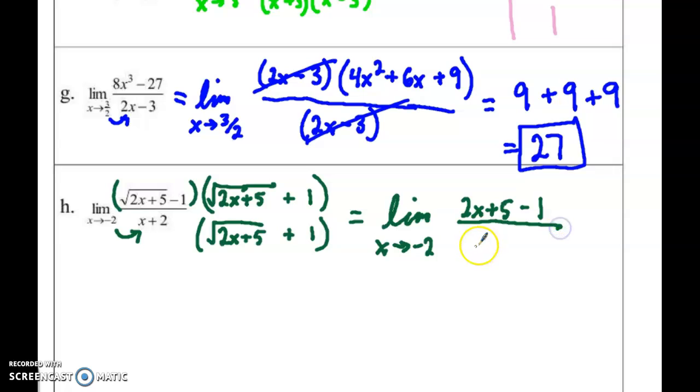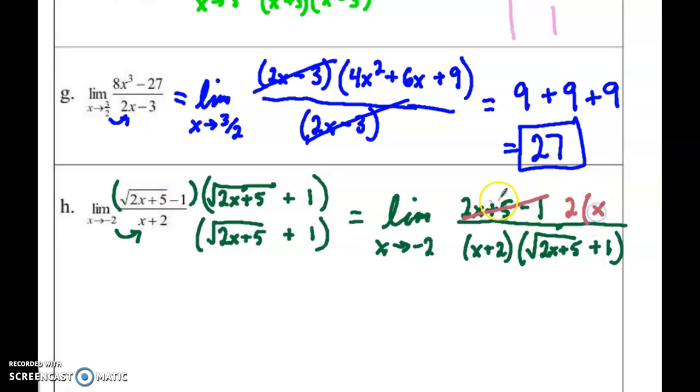In the denominator, you still have x plus 2, but then you have this other piece of the square root of 2x plus 5 plus 1. And let me just write it right here, that 2x plus 5 minus 1 is the same thing as factoring out a 2. So let me cross this off for a second. And 5 minus 1 is 4. And as I factor out a 2, it's going to be x plus 2, and I think you can see right there, that's where we are going with this.